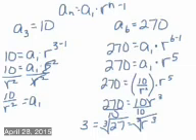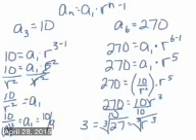Hey, once I know the ratio, can I plug that back in to find a1? Yeah. What's 3 squared? 9. What's 10 divided by 9? 10 divided by 9. You can leave it like that. Or if you want to write it as 1 1/9, or if you want to write it as 1.1 repeating, that is totally up to you.